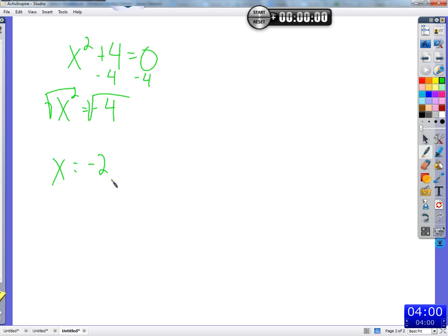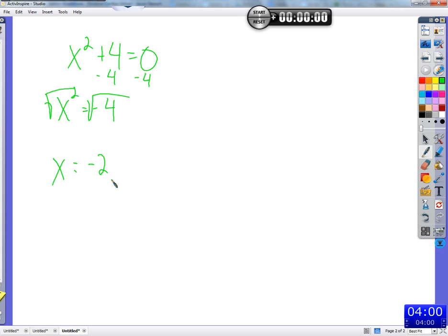We're just fresh out of ideas. Positive 2 doesn't work, negative 2 doesn't work. Is there some other kind of number that you can multiply by itself and get a negative number? Well, the answer is yes. Imaginary. Yeah, imaginary. It requires imaginary numbers, okay?